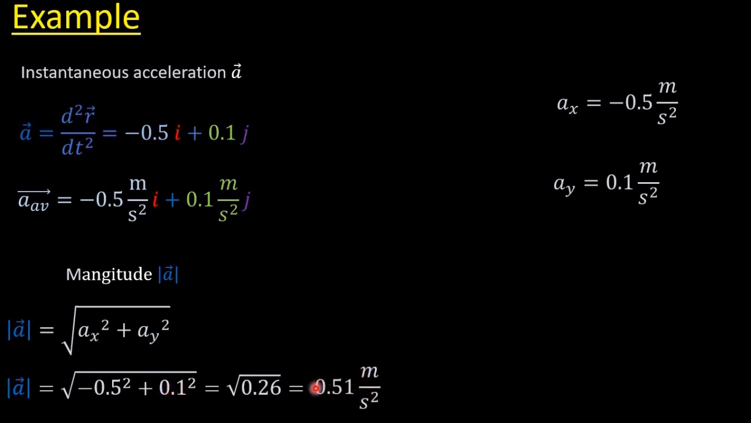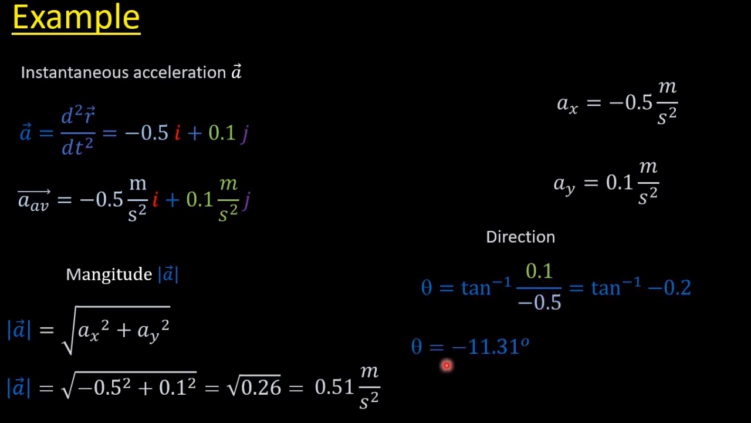So this is the magnitude of the acceleration. And the direction would be inverse tan of 0.1 over minus 0.5, which is inverse tan of minus 0.2, and that would give us minus 11.31 degrees. So that would be the angle it makes, but with the minus x-axis.